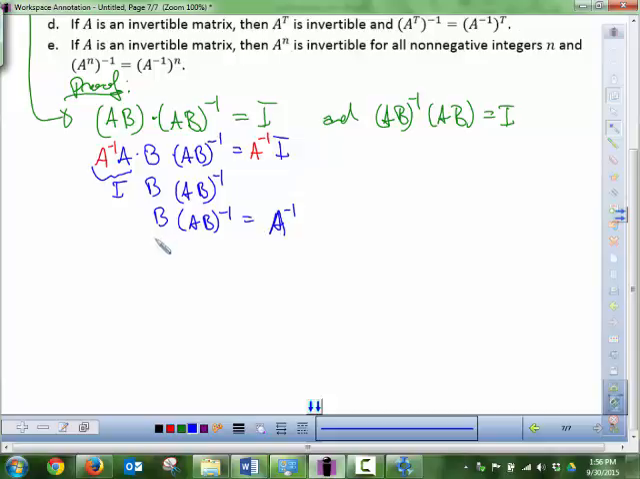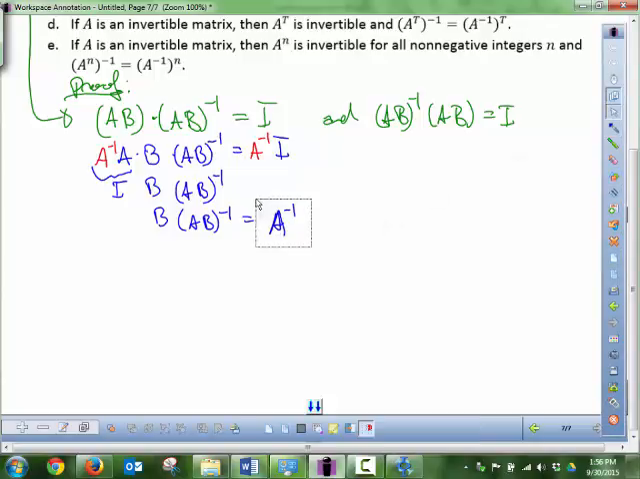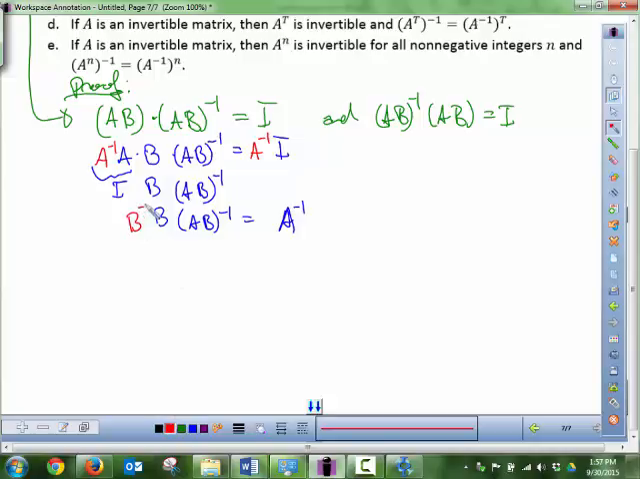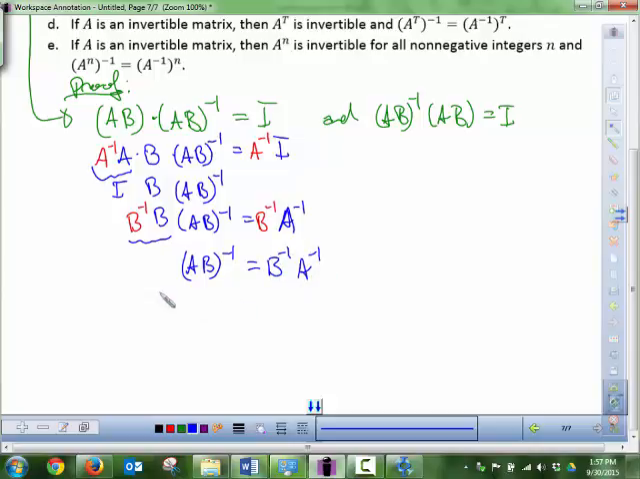Now I want to get rid of B, and for the same reason that I had A inverse multiplying on the left side for both sides, I need to do the same thing for B. I'm going to make a little bit of room here, and I want to multiply by B inverse on the left for both of them. This disappears again, so I just have AB inverse equal to, what do I have on the right-hand side? B inverse times A inverse. And I can just QED this because I'm done.